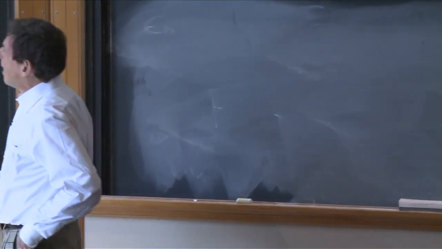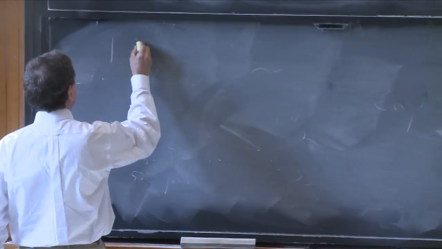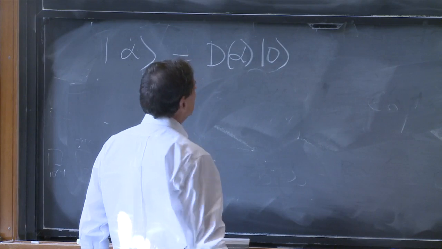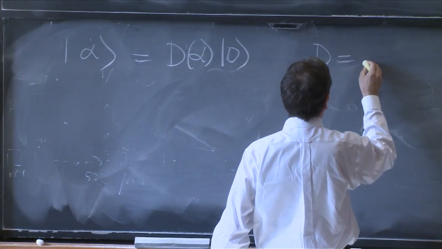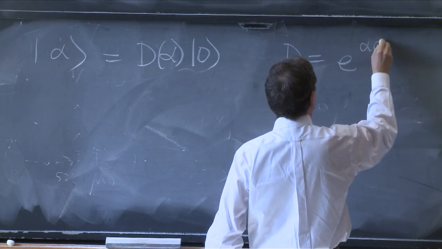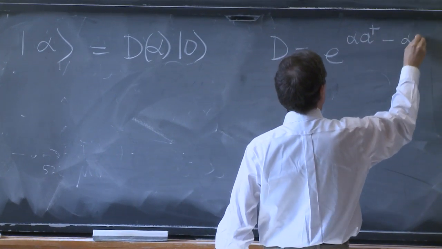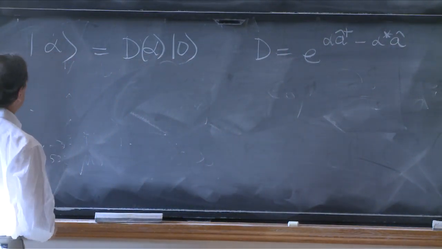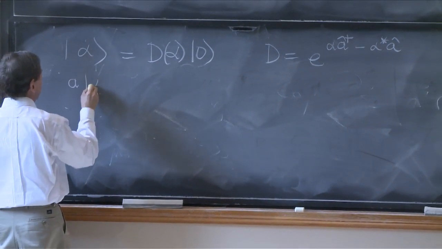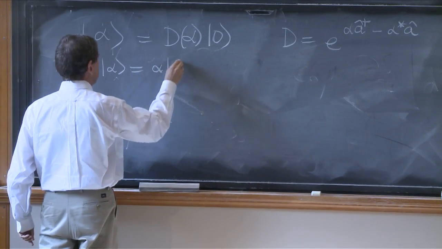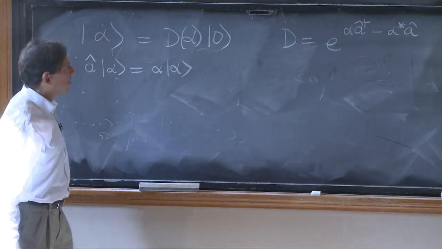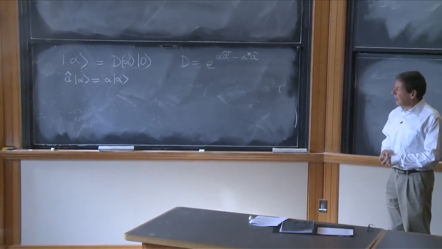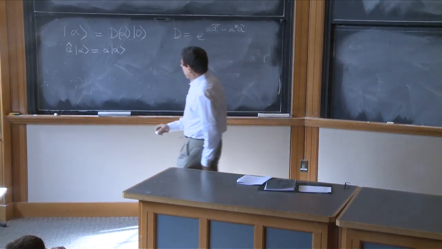So a key identity that we're going to use, of course, is the coherent states that were defined as displacements of the vacuum, where D, if I remember right, was e to the alpha A dagger minus alpha star A. And it had the property that A acting on alpha was equal to alpha times alpha, the operator A. So these were the coherent states we've been talking about. And today we're going to talk about photon states.